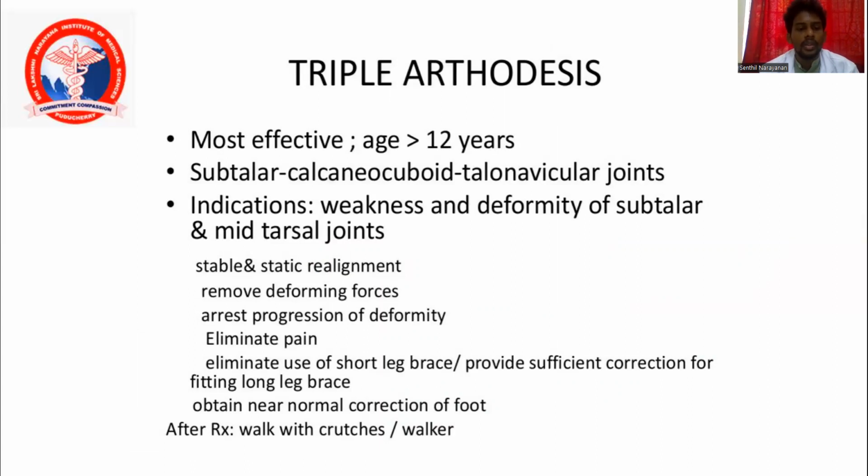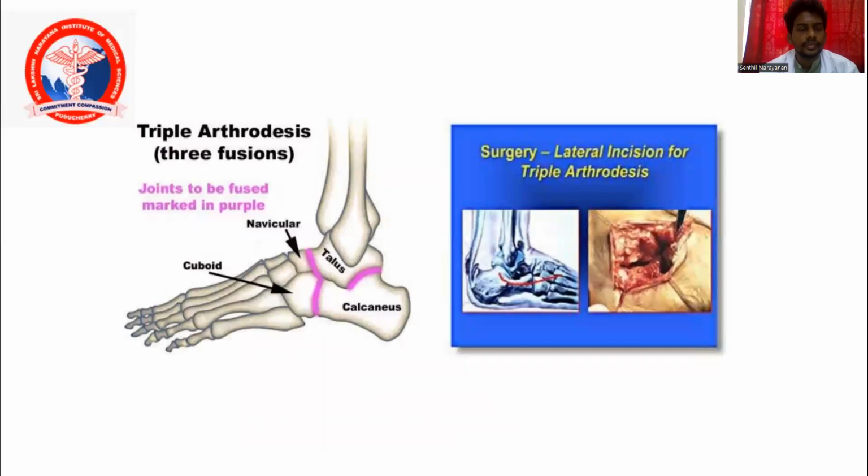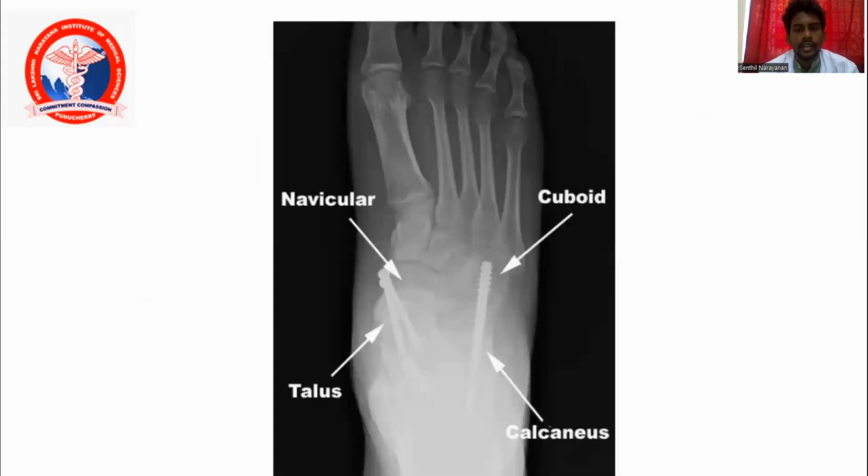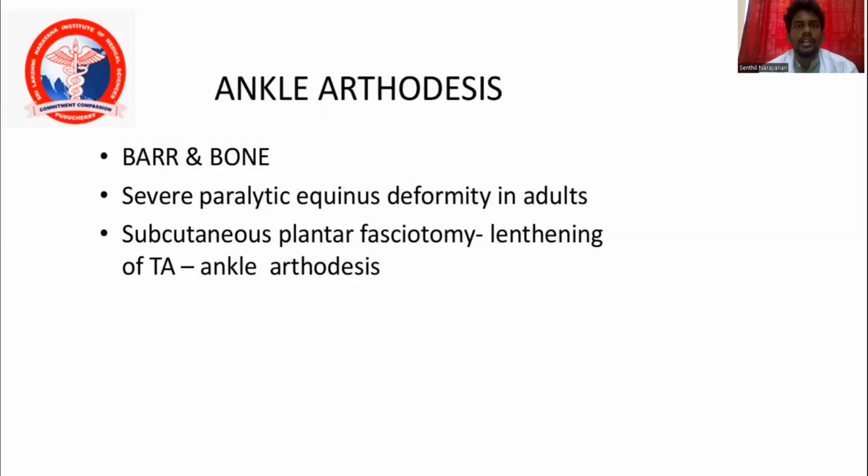After treatment, walk with crutches or walker. Triple arthrodesis, 3 fusions. Joints to be fused are marked in purple. Surgery: lateral incision for triple arthrodesis. Navicular, cuboid, calcaneus and talus are being seen, and here they are fusing the talonavicular, calcaneocuboid and talocalcaneal joints. This is known as triple arthrodesis. It provides a solid foot and ankle for the patient to weight bear well.